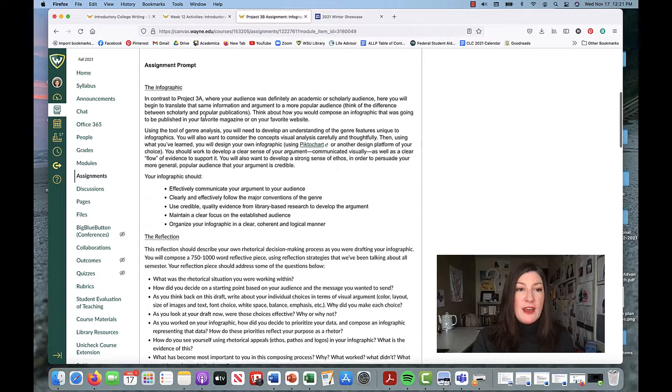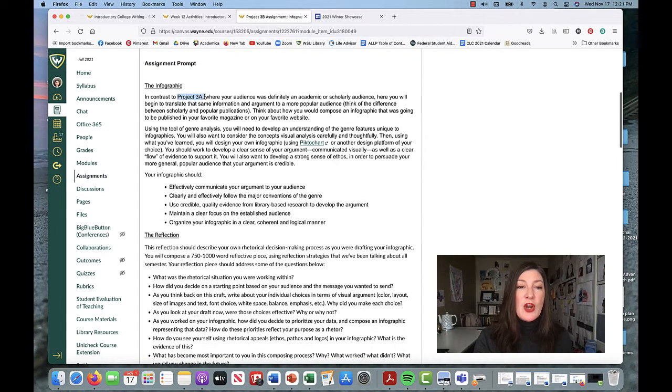So for your infographic, you're going to be translating your argument from Project 3A or an aspect of the argument. If you need to do a little bit of revision or tweaking, you are free to do that. And using the tool of genre analysis, which we're practicing this week, you want to develop not just an understanding of what infographics are, but when an infographic is successful or effective. Do you remember that from when we did our rhetorical analysis in Project 1? We want to think about what makes infographics successful, effective, good, and we want to use those strategies.